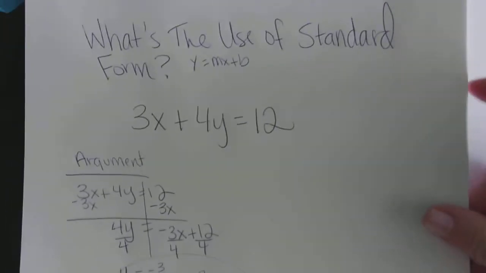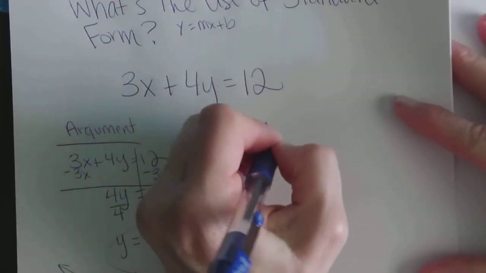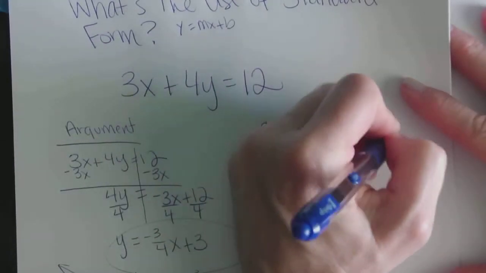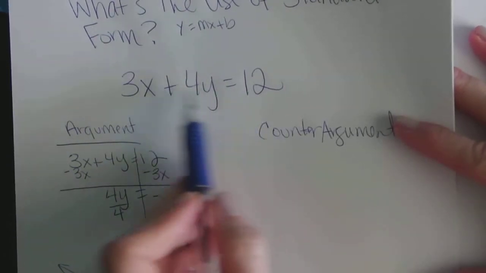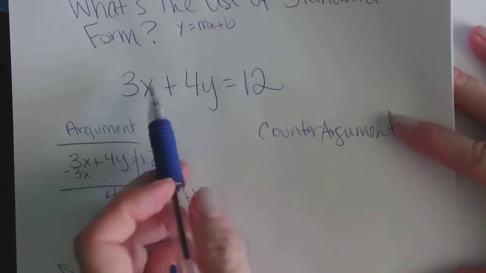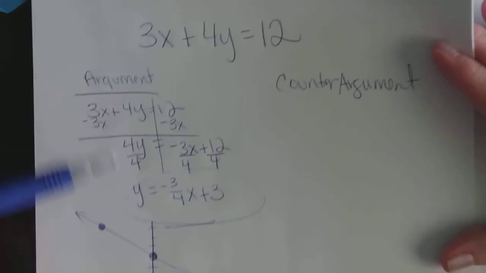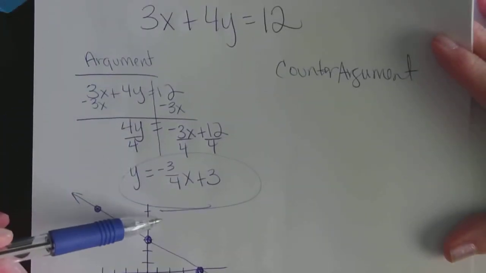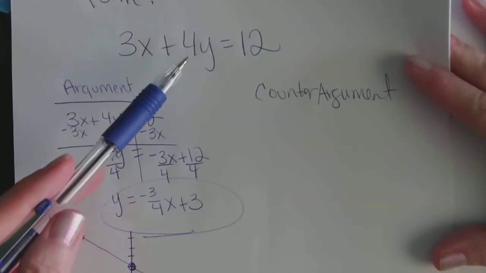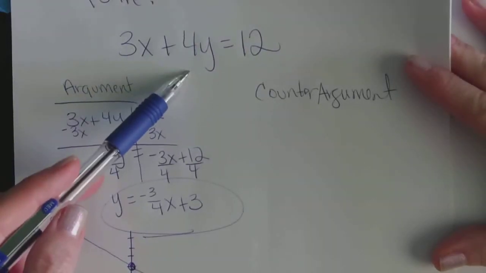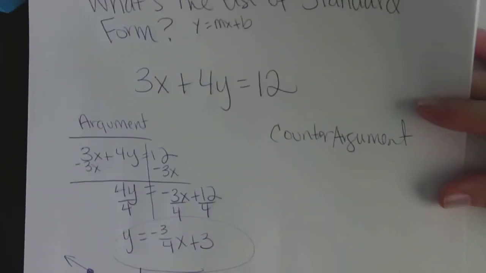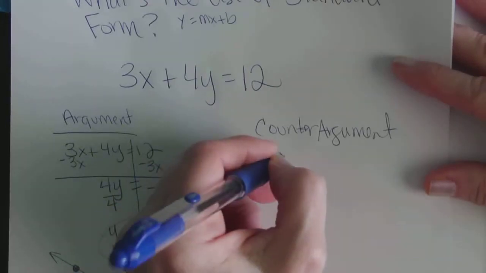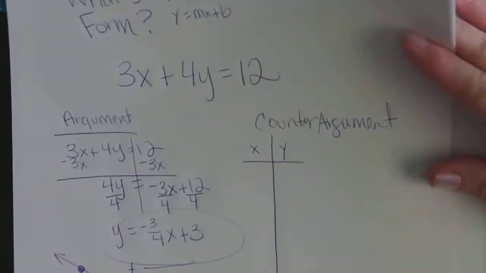Well, here's the counter argument, okay? So my counter argument would be that there is a use of standard form. Actually, if you're given an equation in standard form from the get-go, you can get this graph without doing any of this work by identifying the x-intercept and the y-intercept. So let me show you how that works. So I like to make a little table, if you will, x versus y, like that.